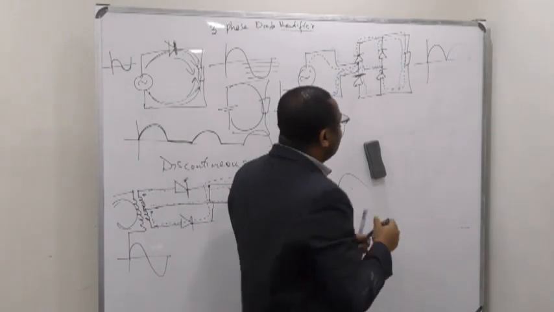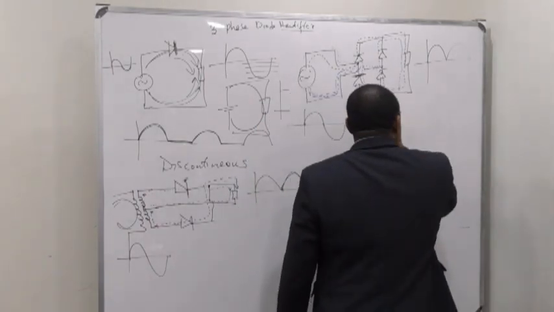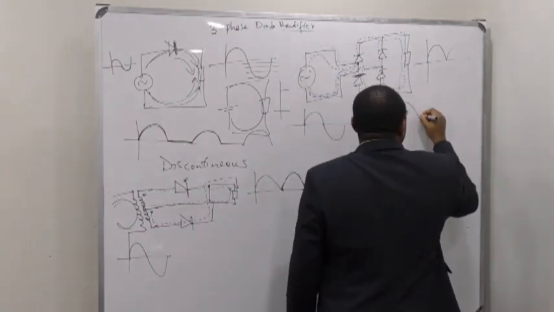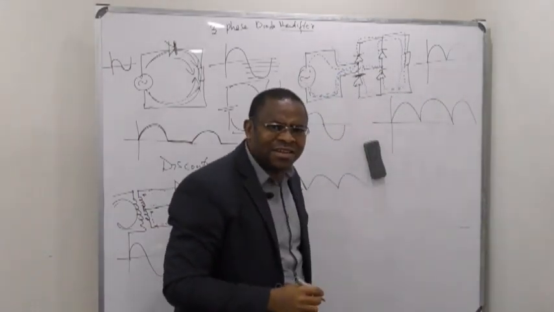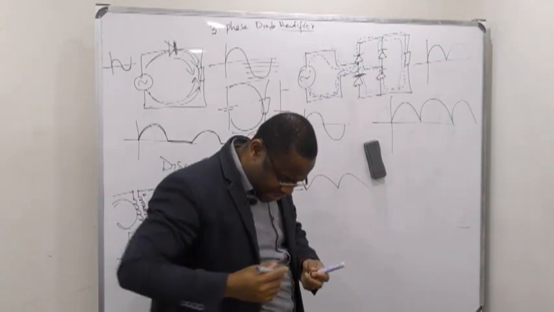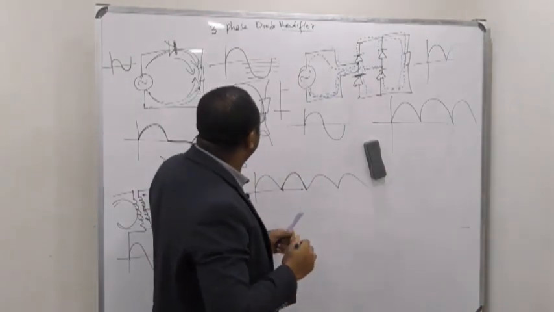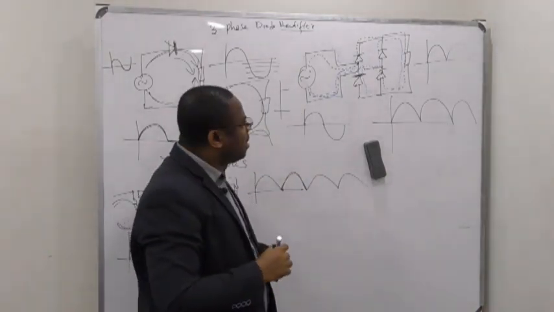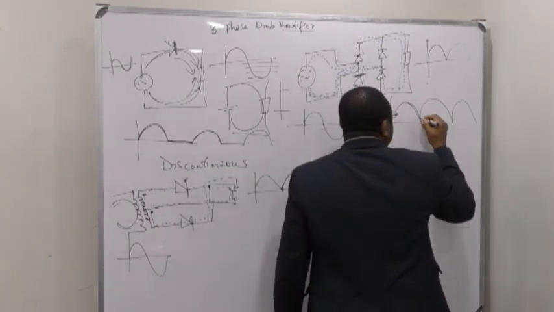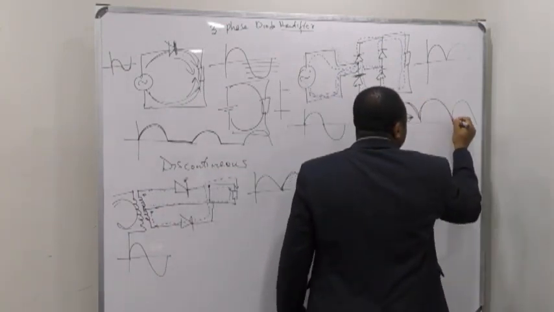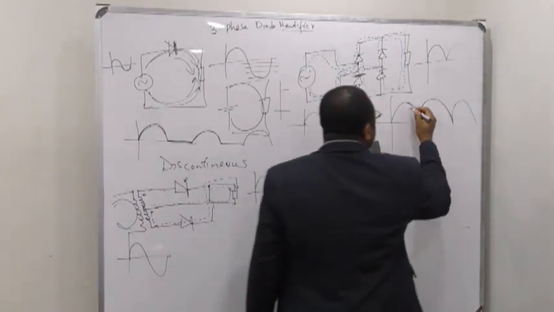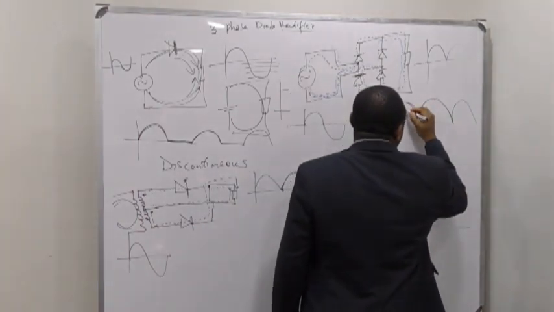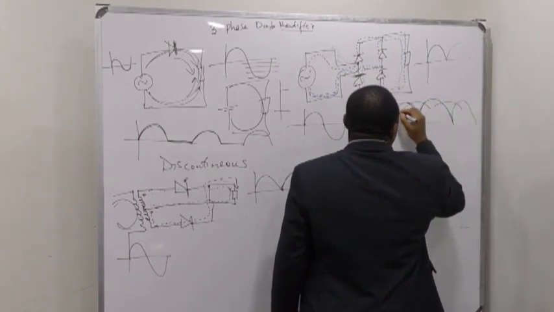So at the end of the day, you'll be getting something that looks like this. But it's still not yet a pure DC straight line. Can you see these places? So I need to look for a way of covering all these places, so that I will have something that just looks like this.